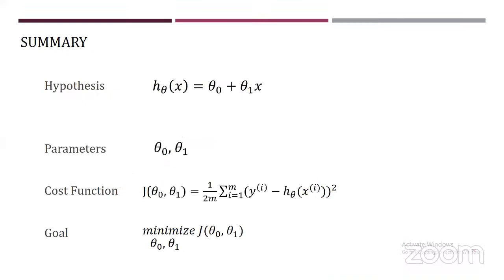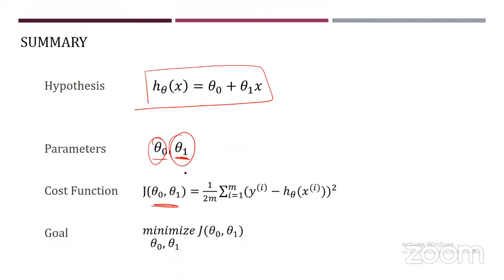coming to this part. Next, the summary of this first part. We have derived the hypothesis, basically our model. The model is theta naught plus theta 1 x. What are the parameters associated with your model? The parameters are theta naught and theta 1, and this is the complete model.